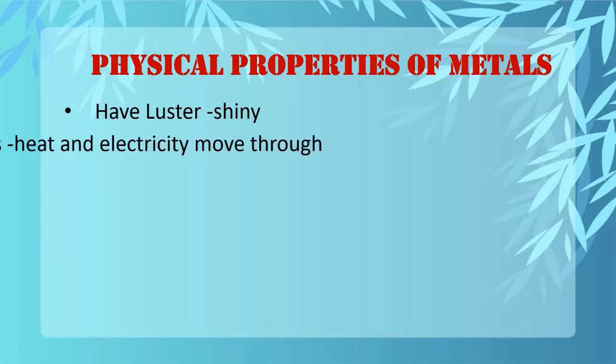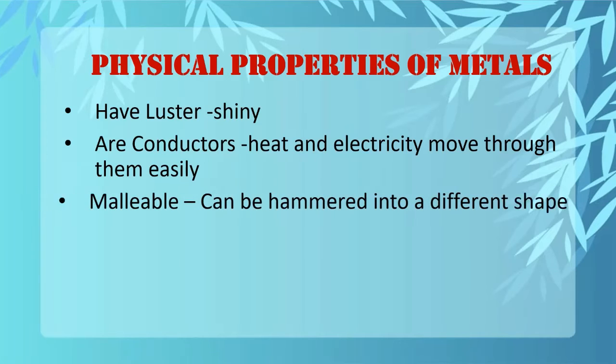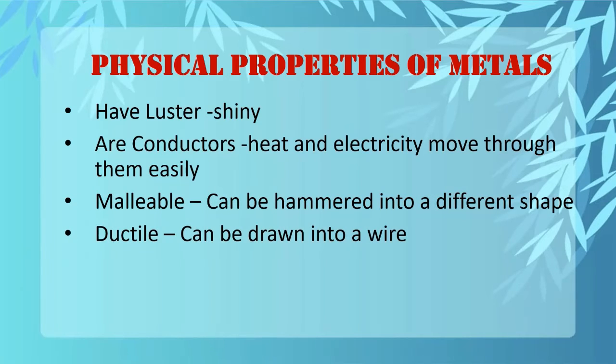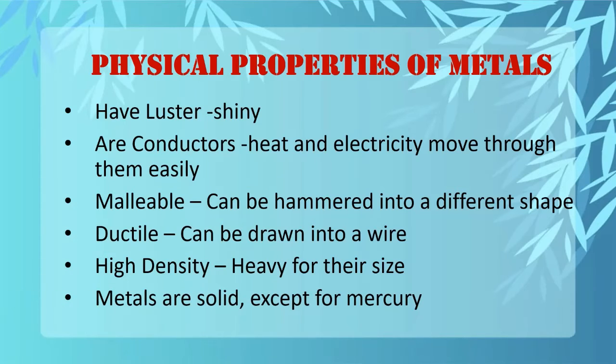Metals are good conductors of heat and electricity. Malleable means it can be drawn into different shapes, and ductile means they can be drawn into wires. High density means the density for this size. Metals are good except for mercury. Let's have a look at some of the uses of metal.